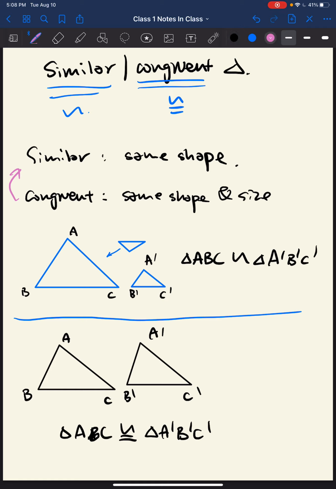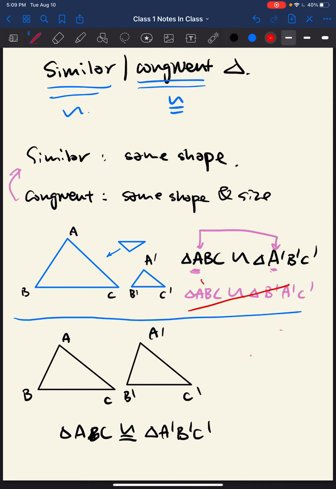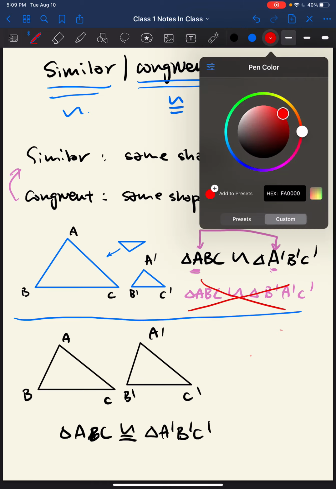Also, a very critical note is that all the angles should correspond to each other. So this A should correspond to this A. What I mean is you cannot write B prime, A prime, C prime. This is wrong. Let me add this red to mark it. This is wrong. Do not write like this. Okay, I cannot go back to my pink. Okay, good.